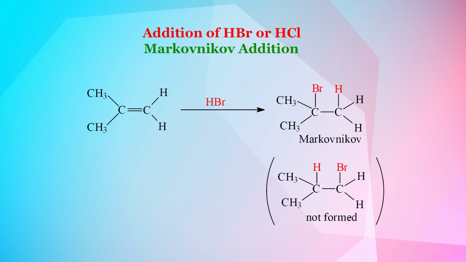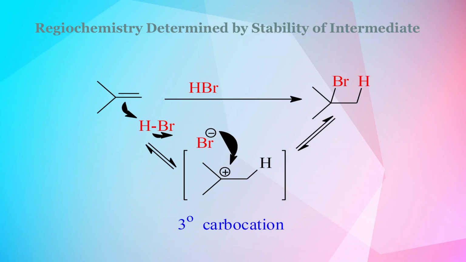Now why does this take place? When we look into the reaction with HBr, we find that we have 2 possibilities. In this case, hydrogen will add at the corner, and we will get a tertiary carbocation. To that tertiary carbocation, the bromide ion will go and make a bond. That is why we say that the reaction will take place along the path which will give rise to a more stable carbocation.